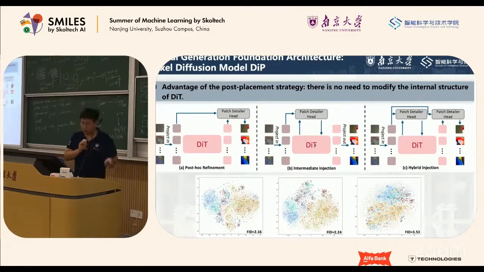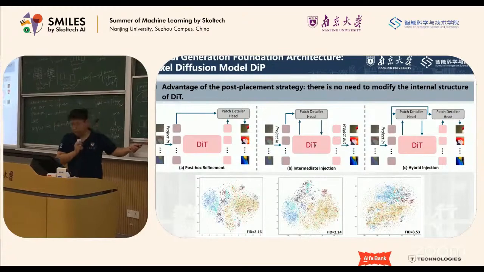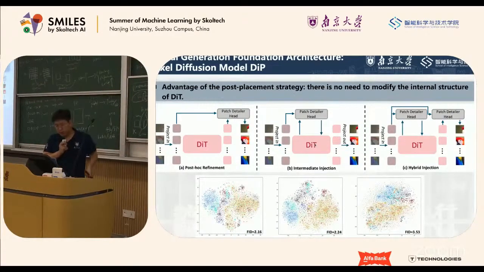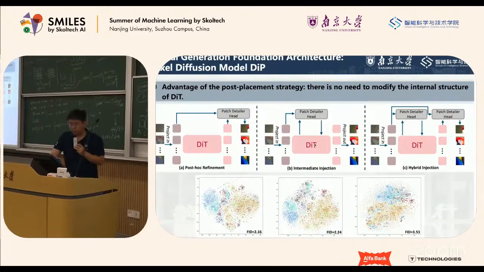And we also compare different ways to integrate the detailer head. So finally we adopt a post hoc refinement strategy, which places the local refinement module after the DiT. So this avoids modifying the internal structure of DiT and makes the design easier to combine with existing backbones. We will illustrate the advantage of this design in L2P.